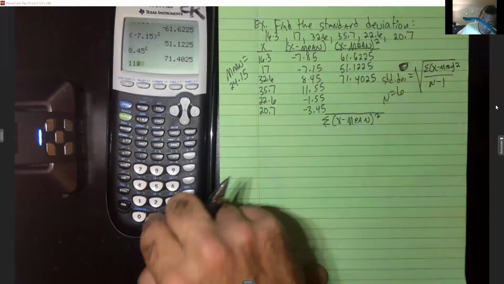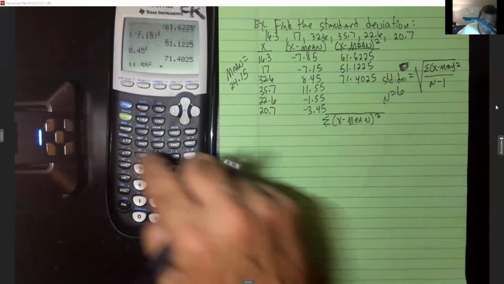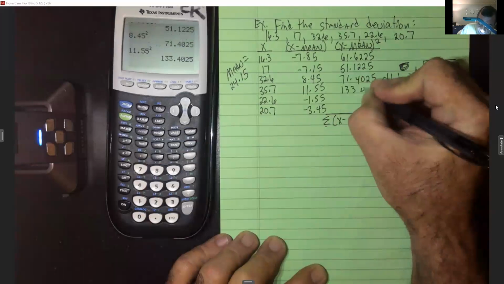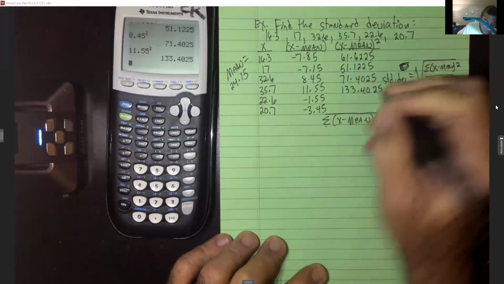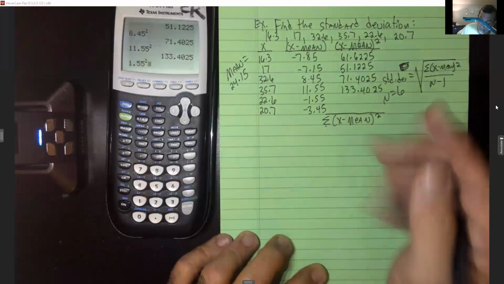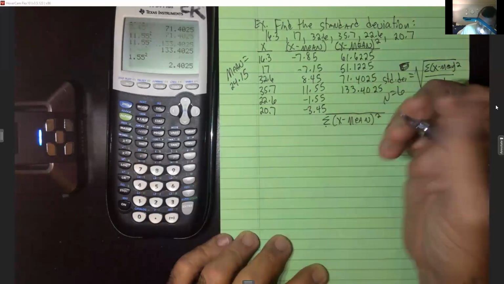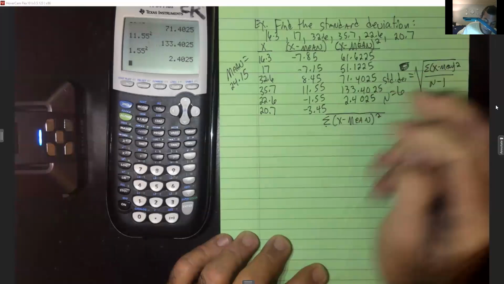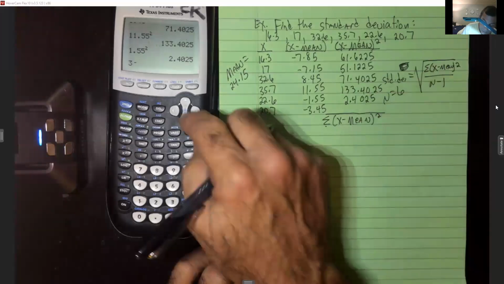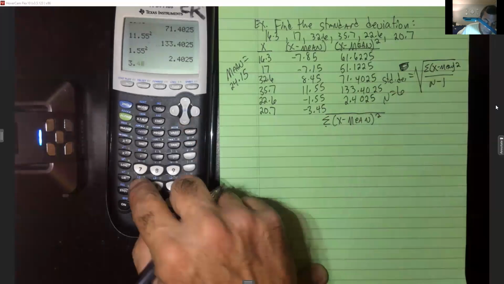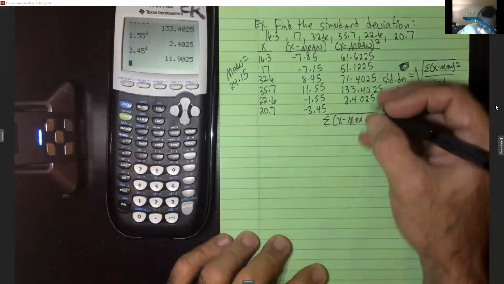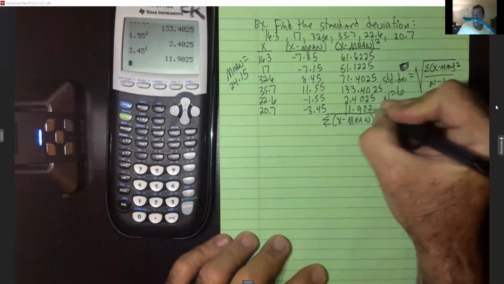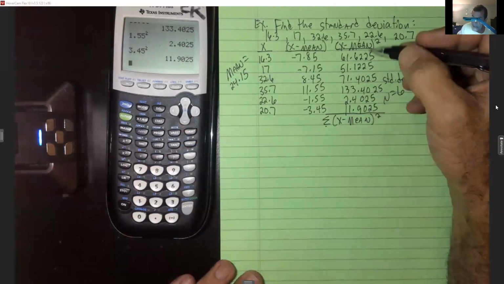I'm mainly just wanting to see what these numbers equal when I square them. So that's 133.4025. That'll be 11.55 squared. Remember, the sign doesn't matter because a negative times a negative is going to be a positive anyway. So 1.55 squared is 2.4025. And then 3.45, square that, you get 11.9025. So now we're going to add all of them together to get the sum.